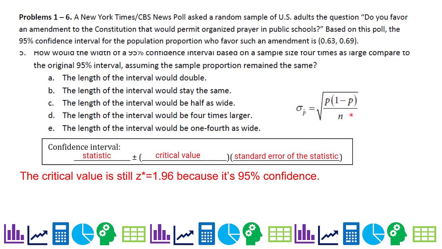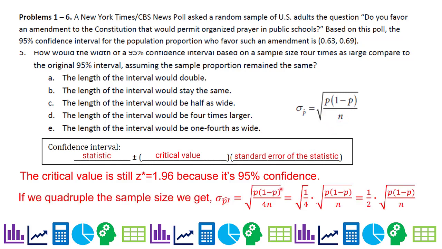But the main idea is that n is in the square root. So if we quadruple the sample size, here's sigma for my p hat. I would have 4n instead of n, and I can pull that out. It's the square root of 1/4 times my original standard deviation, or 1/2 times my original standard deviation. So the length of this interval, this part goes in here. This margin of error is going to be half as big because this value is the same and this value is half as big.